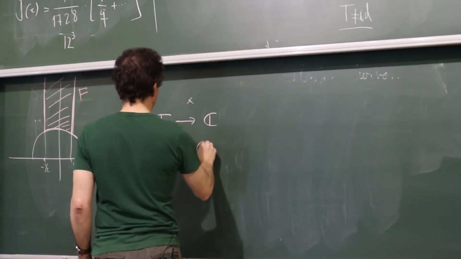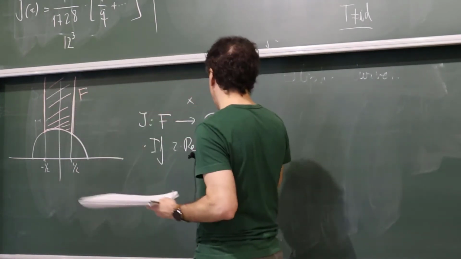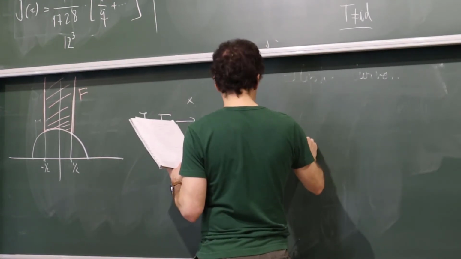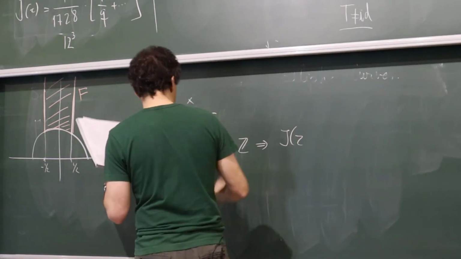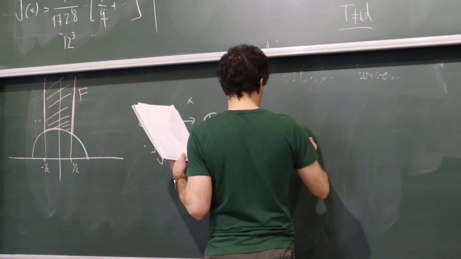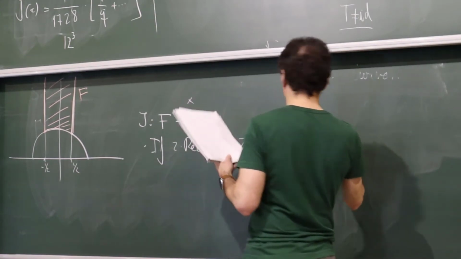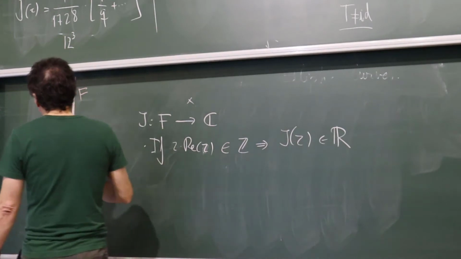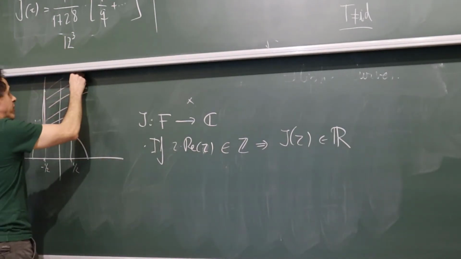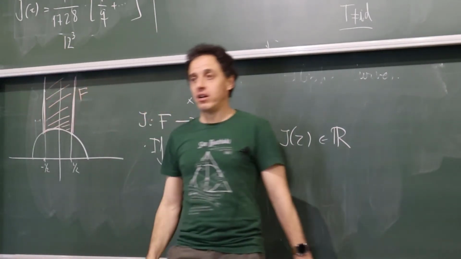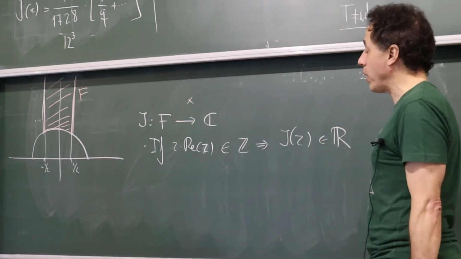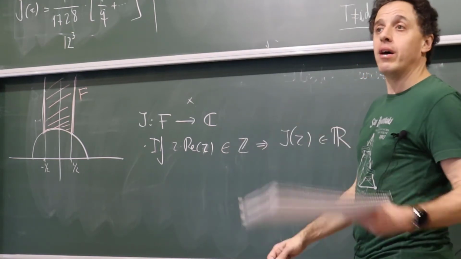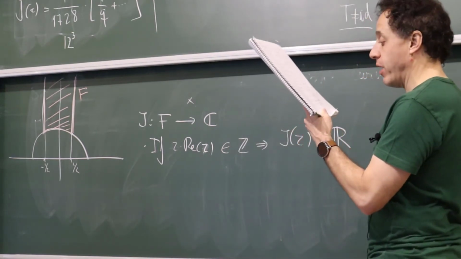For instance, an interesting property is that if two times the real part of some number, let's call it tau, is an integer, then G of tau is real. So the function G has real values on these vertical strips, because you are in points where the real part is 1 over 2 or minus 1 over 2. So they have real values there.